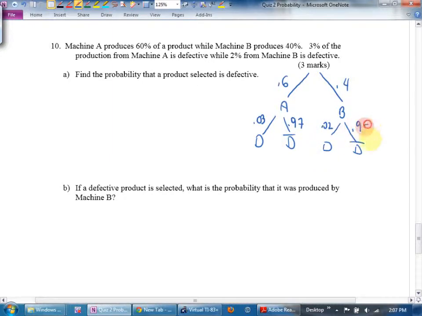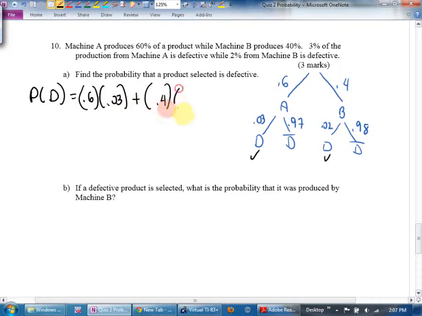And then if they want the probability that it's defective, I'm pretty sure that's this branch or this branch. What does or mean? Plus. It's going to be 0.6 times 0.03 or 0.4 times 0.02. I think I could almost do this in my head. 0.6 times 0.03, I think it's 0.18 plus 0.4 times 0.02, 0.08. Is the answer 0.26? No? Yes? 0.026? No, 0.26. Isn't it?